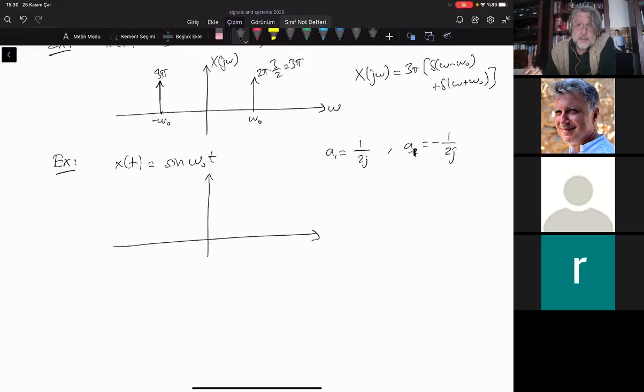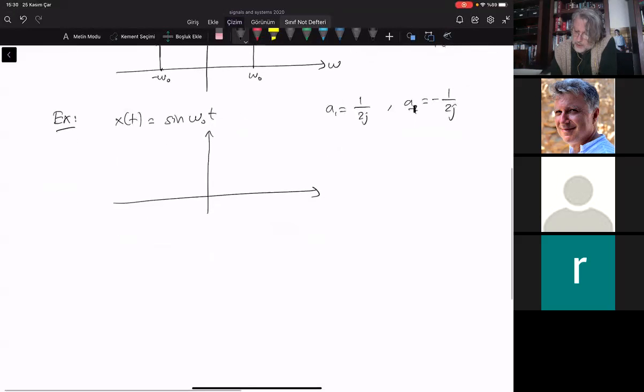If you can do the Euler's expansion, you can use them. If you don't have them, you can just use the formula or use the methodologies that we developed for determining the Fourier series coefficients. You just have to find them. So 1 over 2j and minus 1 over 2j. The first one is at omega 0. The other one is at minus omega 0.